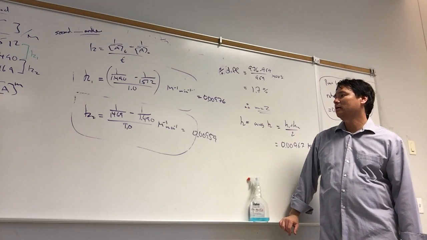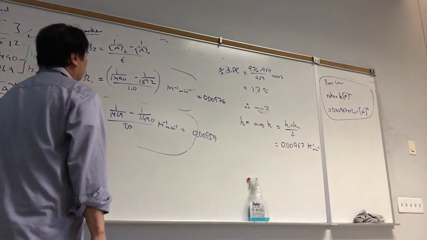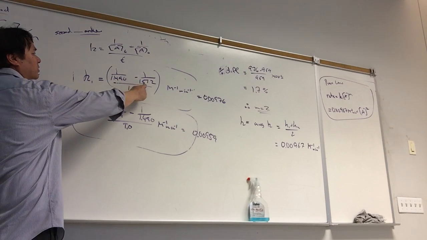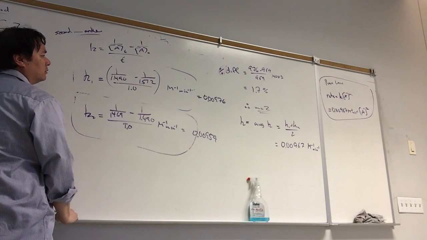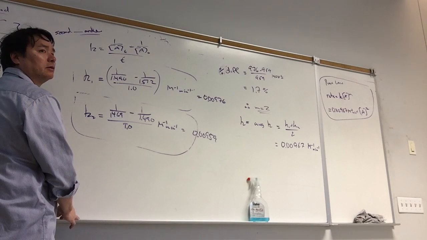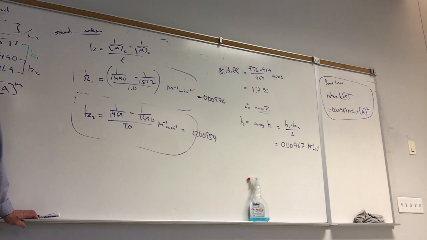Well, let's do it again. Just double check it. So I would punch in 1.49 invert minus 1.512 invert equals. You don't need parentheses. 0.035.